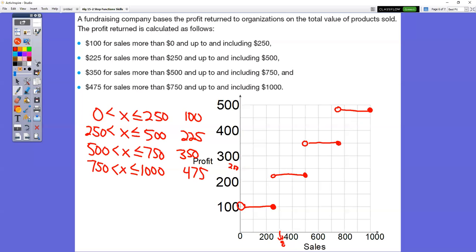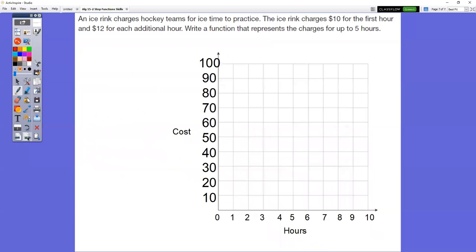I want you to try one more. This is the most common type of question on the Regents exam for this topic. An ice rink charges hockey teams for ice time to practice. The ice rink charges $10 for the first hour and $12 for each additional hour. Write a function that represents that for up to 5 hours. Go ahead, see if you can do this one. This is the most common type of question that there is.